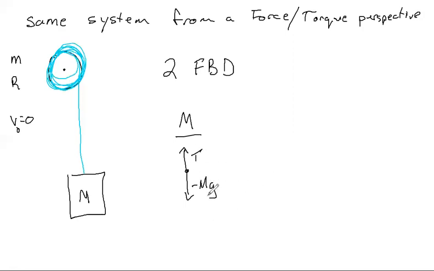And that's it. So I can write the net force in the y direction is equal to T minus capital M times G, and that will equal the mass times the acceleration of the falling object. So this is my first equation. We're trying to solve for the acceleration. The givens were the masses and the radii and things like that.